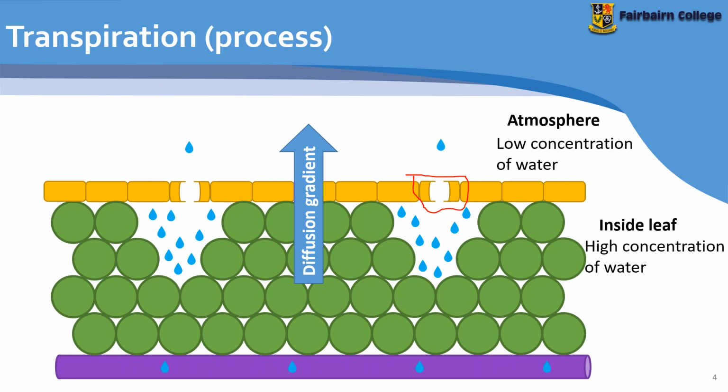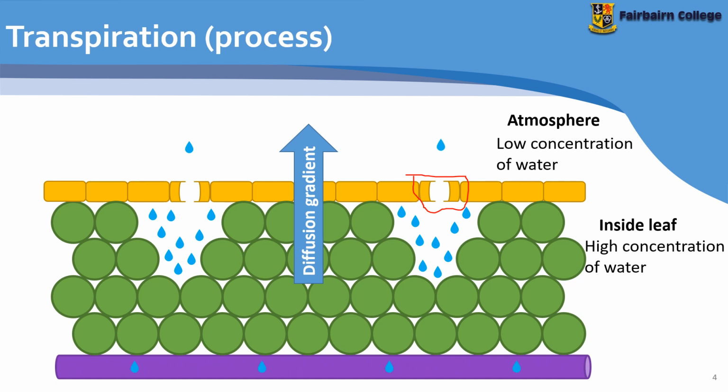Okay, so quickly let's just recap. So you'll see that it's quite simple. Water arrives via the xylem, then is transported to the spongy mesophyll, then evaporates into the intercellular spaces, and this causes a high concentration of water inside of the leaf, a low concentration of water outside of the leaf, which results in a diffusion gradient, and then allows water to evaporate or diffuse out of the plant via the stomata.